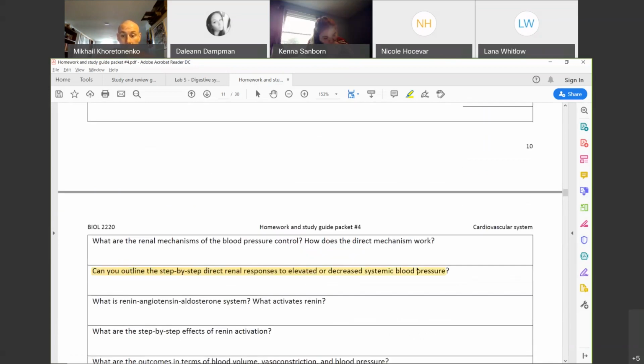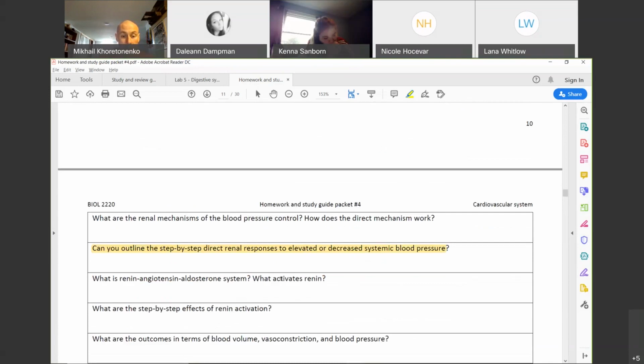That's step by step. Renal angiotensin aldosterone system. So low blood pressure activates renin. Activated renin activates angiotensin 1. Angiotensin 1 is converted into angiotensin 2. Angiotensin 2 stimulates release of aldosterone from adrenal cortex. Aldosterone increases sodium retention. Increased sodium retention increases water retention. Increased water retention increases blood volume. Increased blood volume increases blood pressure.